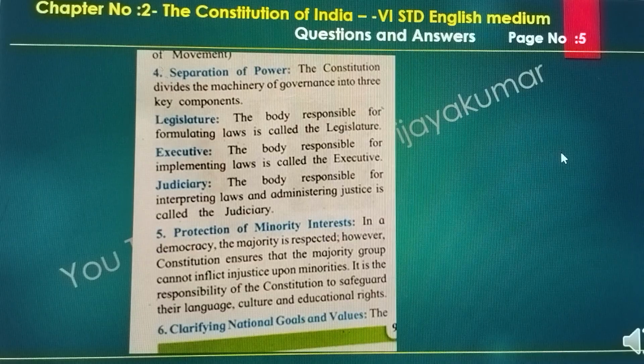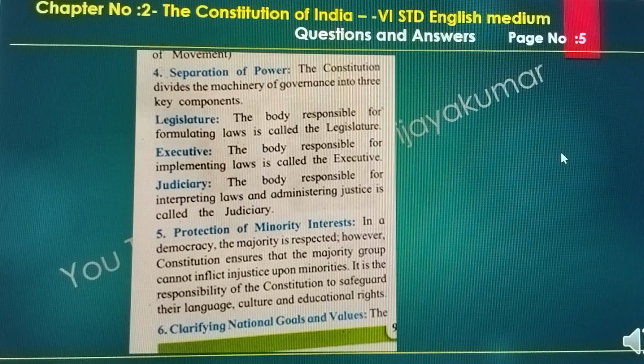Fifth one, protection of minority interests. In a democracy, the majority is respected. However, the Constitution ensures that the majority groups cannot inflict injustice upon minorities. It is the responsibility of the Constitution to safeguard their languages, cultures, and educational rights.